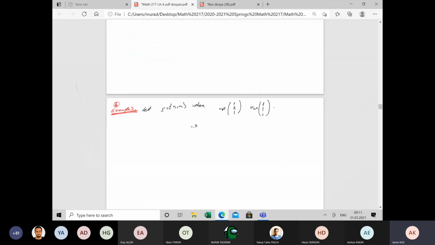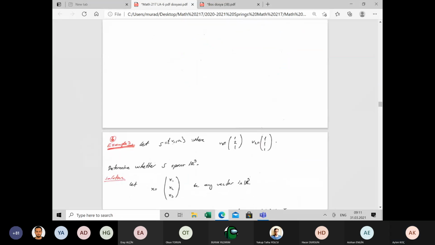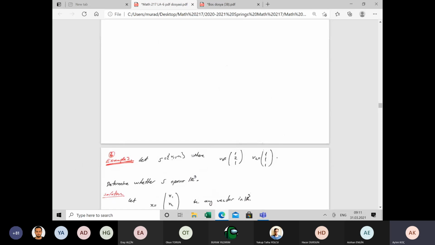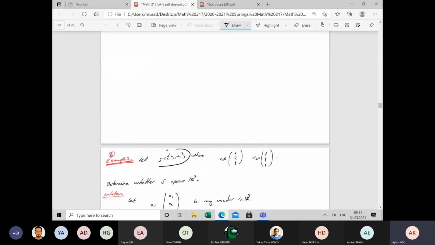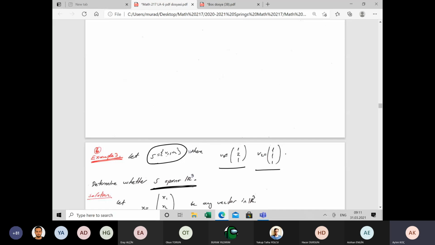Now, another example here. S contains only two vectors, v1 and v2, v1 this vector, v2 this vector. Determine whether S spans R cube or not. It's okay. R cube or not.